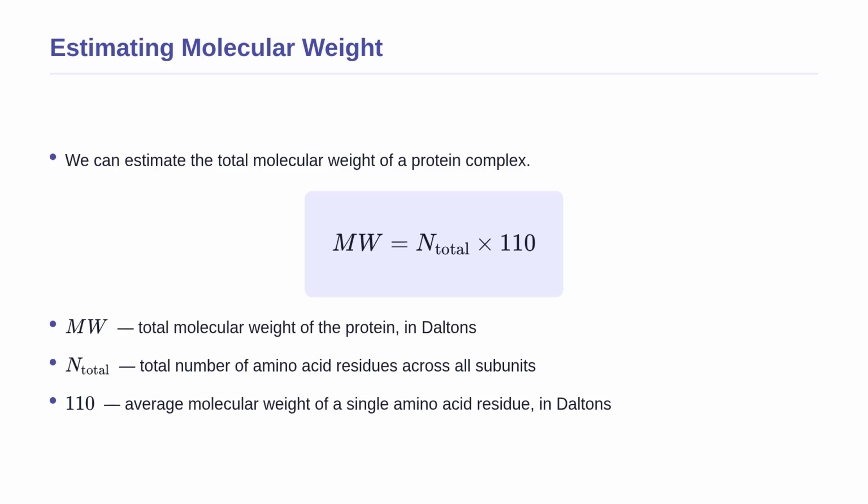Finally, the constant 110 represents the average molecular weight of a single amino acid residue in a protein, which is about 110 Daltons. If a protein has more subunits or longer chains, N total increases, and the overall molecular weight scales up directly.